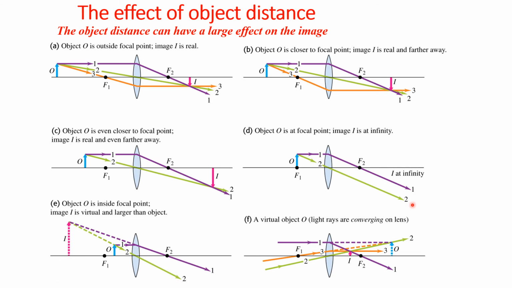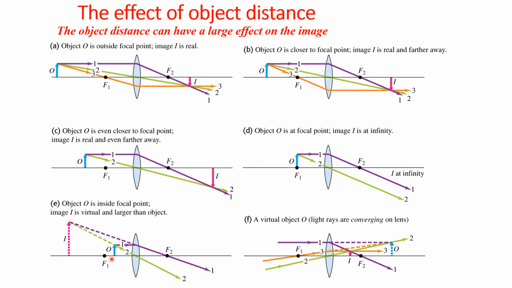It doesn't change direction. We see that refracted ray number 1 and refracted ray number 2 are parallel, and the parallel rays meet at infinity. It's the reason why when an object is at the focal point, the image is located at infinity.